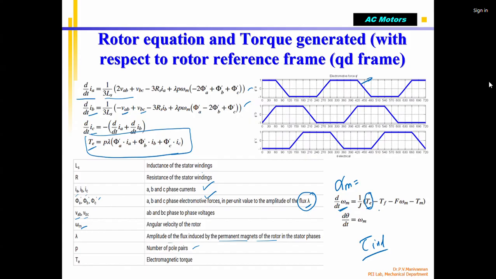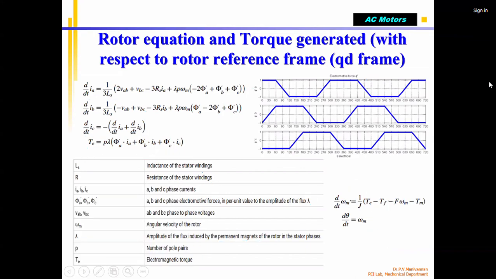Right? So it's nothing but T of F into omega m, correct? F into omega m varies with respect to motor speed. If motor speed increases, these are losses, the mechanical losses, correct? So all these things are shown here, and the final equation can be written like this, equated, correct?